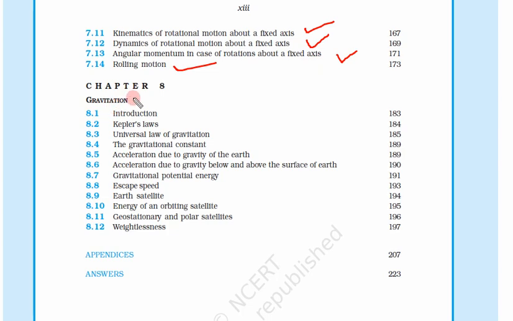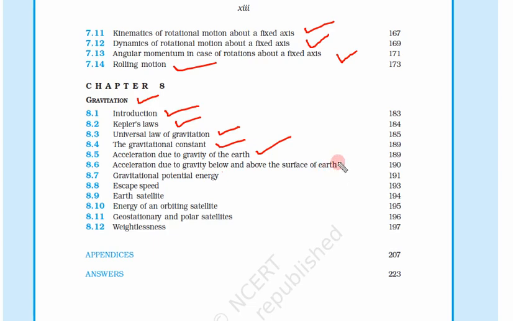The last chapter of part 1 is gravitation. First the introduction to gravitation, then Kepler's laws, the universal law of gravitation, that is why everything in this universe is attracted to another thing. The gravitational constant, what is this and how can we use it? Acceleration due to gravity of earth, why something falls on earth. Acceleration due to gravity below and above the surface of earth.